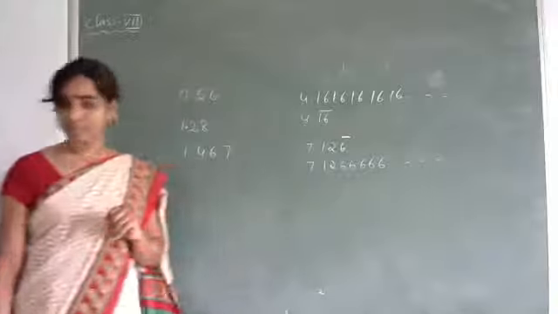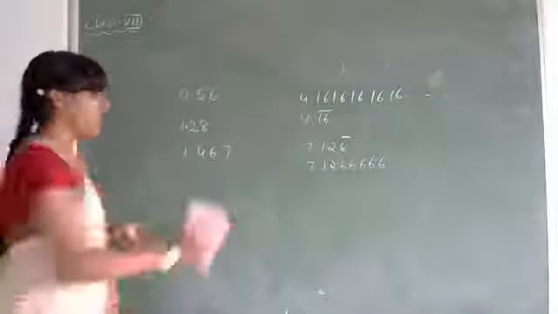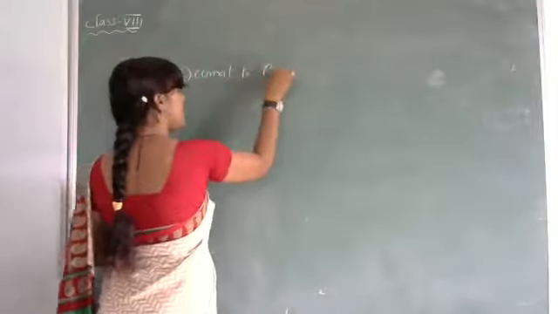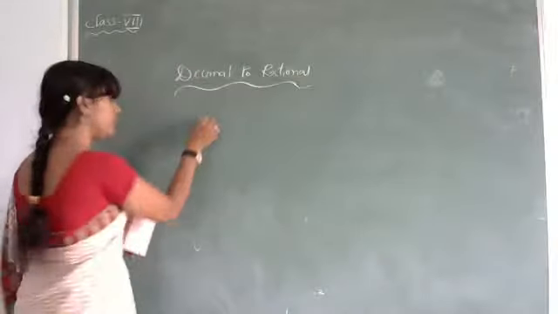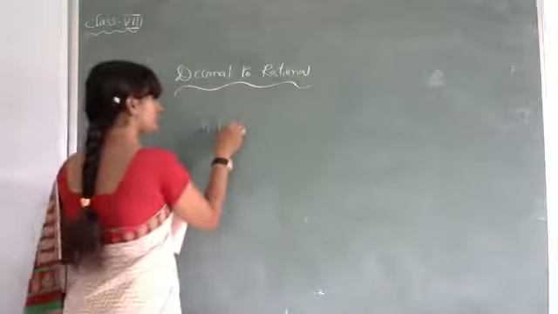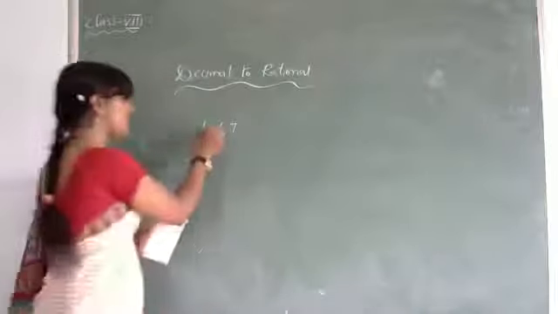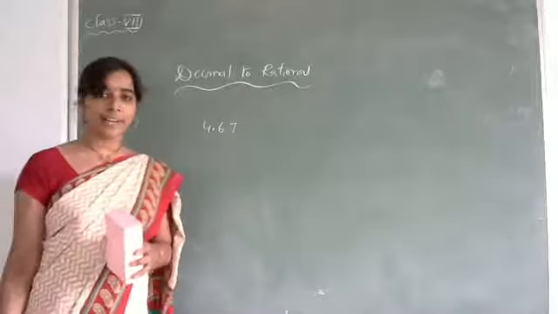Now we will learn how to change a decimal number into P by Q form. Decimal to rational form, children. For example, 4.67 is there. This is the decimal number or not? Yes. I have to change it into a rational number.